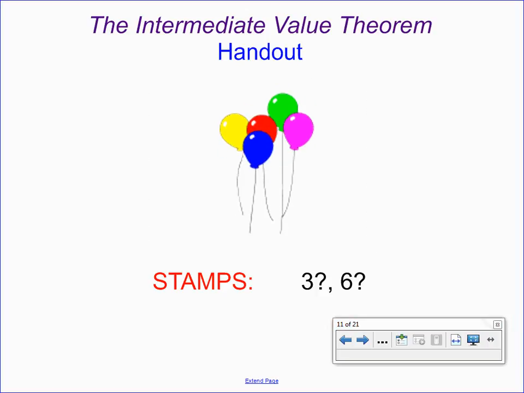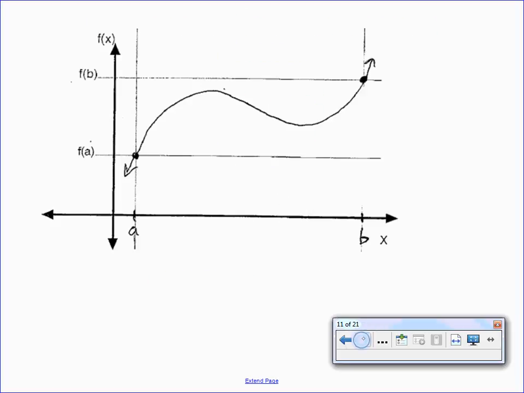Raise your hand if you did not get your six stamp. Everybody good? Okay, so let's see our findings. For our number one, two, and three, I drew an arbitrary function, f, on the interval a to b, such that my vertical lines for my x values, a and b, intersected my function values there at y values, f at a and f at b.